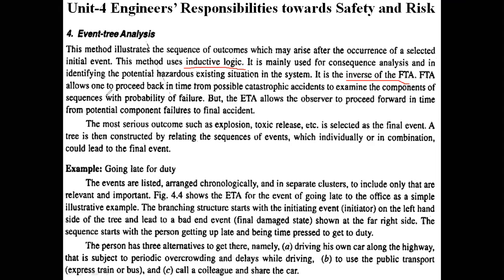FTA, failure tree analysis, allows one to proceed back in time from possible catastrophic accidents to examine the components of sequences with probability of failure. But the ETA means event tree analysis. FTA means failure tree analysis. But the ETA allows the observer to proceed forward in time from the potential component failures to the final accident.